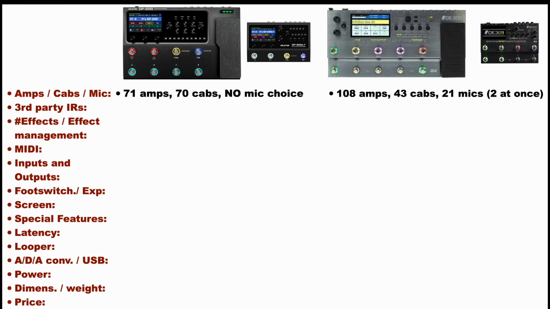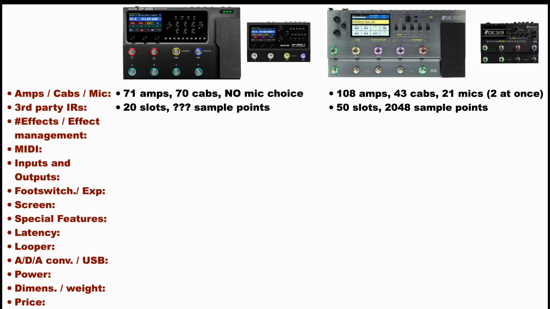First of all, in the GP200 we have 71 amps, 70 cabs, and it is not possible to choose the mic or its position across a cab. On the other hand, in the G300 we have 108 amps, 43 cabs and 21 mics, with also the possibility to place 2 mics at the same time across a cabinet, which is a pretty nice option.